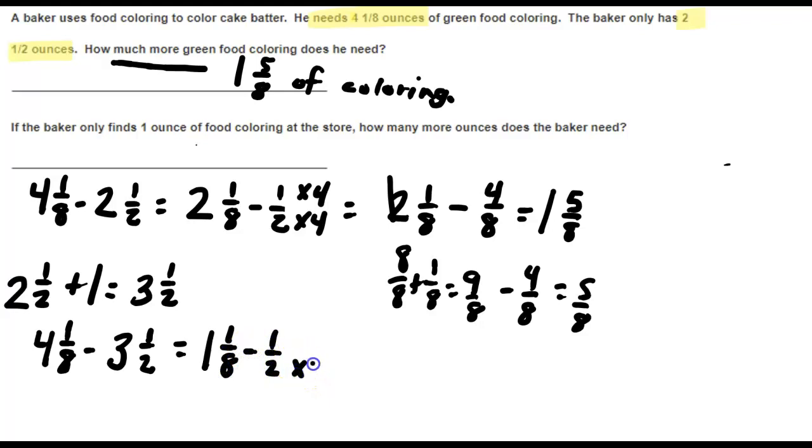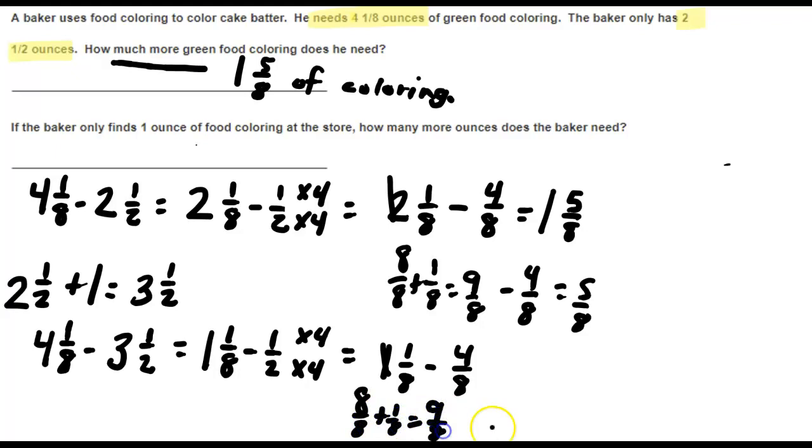Just like before, I'm going to multiply by 4 to get the same denominator, which gives me 1 1/8 minus 4 over 8. I can't take away 4 from 1, so I'm going to regroup. This is going to be 8 over 8 plus 1 over 8, which is 9 over 8, minus 4 over 8, and I get 5/8. So he needs 5/8 more.